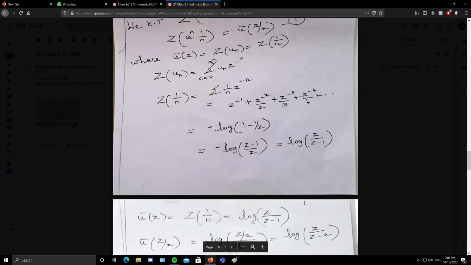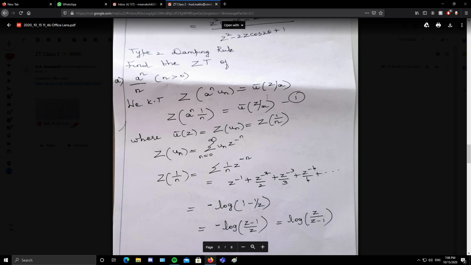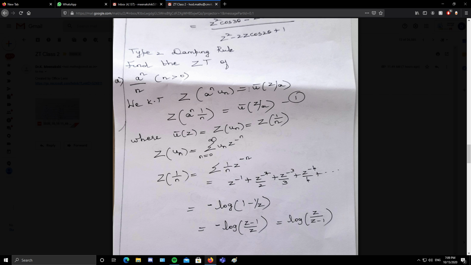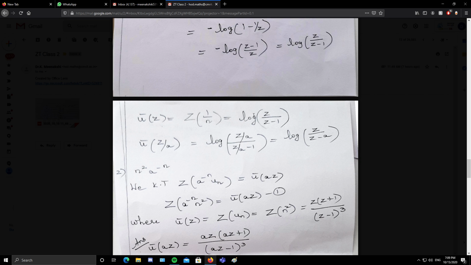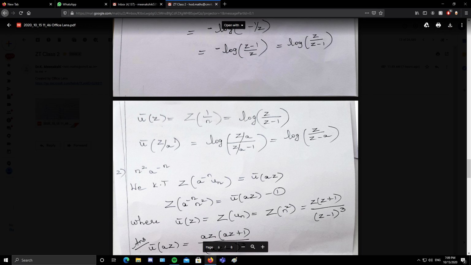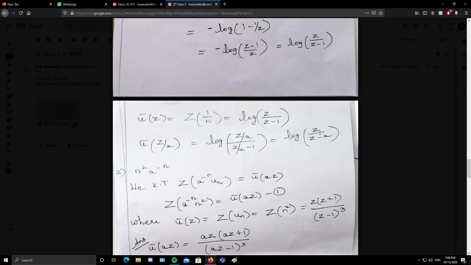So remember, in damping rule, the solution is u bar of z by a. So whenever you have a power n un, the solution is u bar of z by a. You have to find u bar of z by a through u bar of z. So find u bar of z, then replace z by z by a. So this is the answer for the problem.